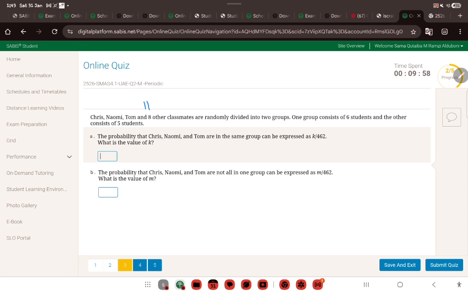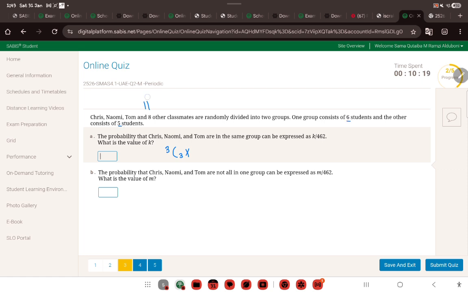So we can consider Chris, Naomi, and Tom as a group on their own. So we do 3, we choose 3 from 3. So we do 3 combination 3 times. And we still need 6 other. So we need a group of 6 and a group of 5.